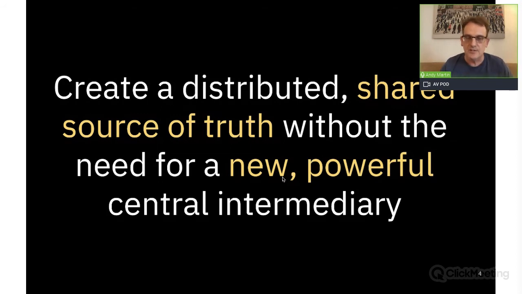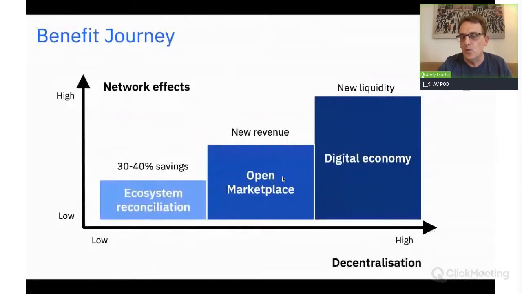The community has created it. And that's really important because it means that the power of the marketplace has been decentralized across the members. We don't have one big, new, powerful central intermediary. Now, if we start thinking about, well, why would members be interested in this new type of marketplace?